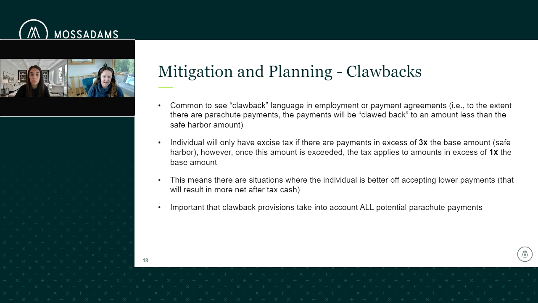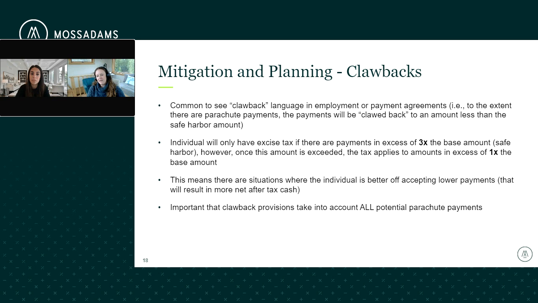And it's important when looking at the clawback provisions that you take into account all potential parachute payments. One thing we've seen in some older employment agreements is, maybe in a severance agreement, it'll say the severance will be clawed back to 2.99 times the base amount. But when that language doesn't take into account the totality of the payments that could be out there, it might not help at all, because as soon as those payments are even $1 over that safe harbor amount, that means in that scenario, if they had that severance up to 2.99, if they had another $1 of some kind of benefit and they get pushed over that safe harbor amount, then they'd still be subject to the excise tax. So just something to look out for in that language.